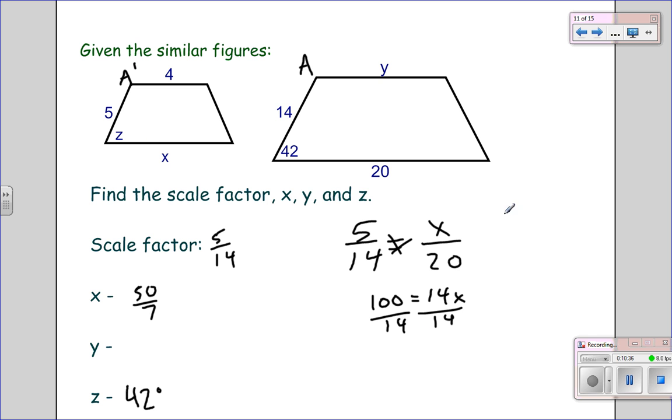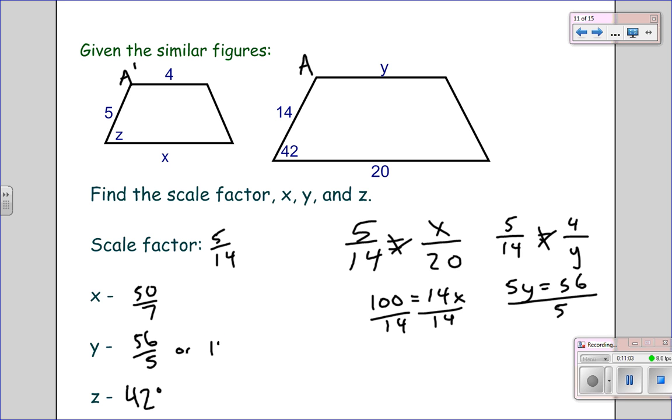Now let's solve for y. So we're going to still stay with 5 over 14. We're not going to change that number. 5 over 14 equals to, okay, so y is with the 14. So y needs to go next to the 14 at the bottom, and 4 will go on top. Cross multiply. 5y equals 14 times 4. 56 divided by 5. Math, enter in your calculator, gives you 56 over 5. And once again, depending on your teacher, you could also get 11.2 there.